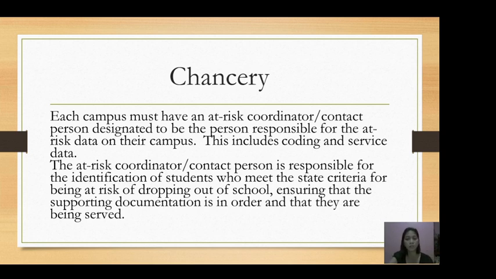Chancery is the government office where the documents are being kept. Each campus must have an at-risk coordinator, a contact person designated to be responsible for the at-risk data on their campus. This includes coding and service data. The at-risk coordinator or contact person is responsible for identifying the students who meet the state criteria for being at risk of dropping out of school, ensuring that the supporting documents are in order and that the students are being served.